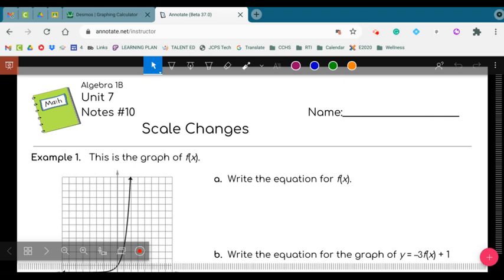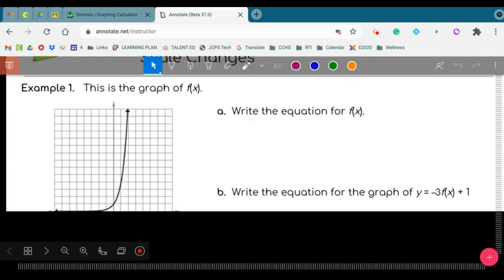Okay, today we're going to do Unit 7, Notes number 10, which is scale changes. So this will be our last notes for our Unit 7. We will be taking our test at the beginning of next week. So with scale changes, we're going to have to write the equation for a graph, and then we're going to apply the scale change. And that'll make more sense when we get through the first example.